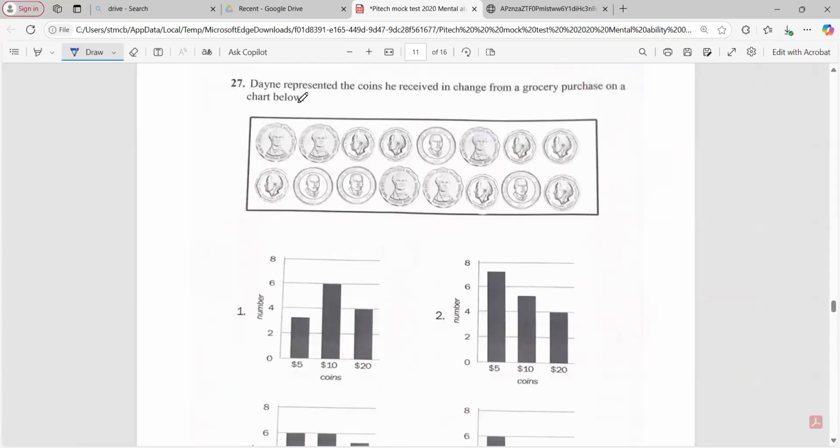All right. Dana represented the coins he received in change from a grocery purchase on the chart below. So first, who remembers the money? This is a $10. I'm sure about that. It's a 10.